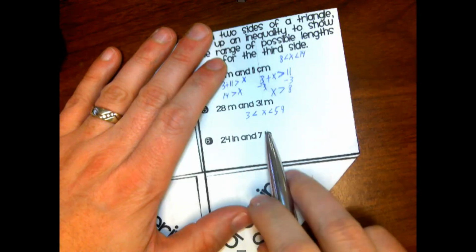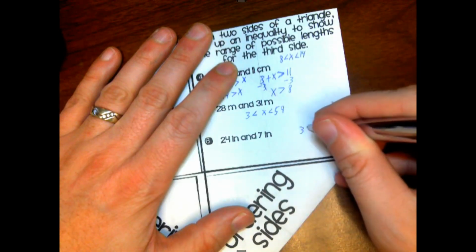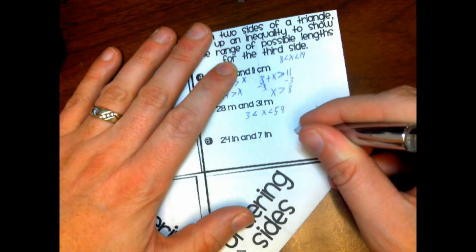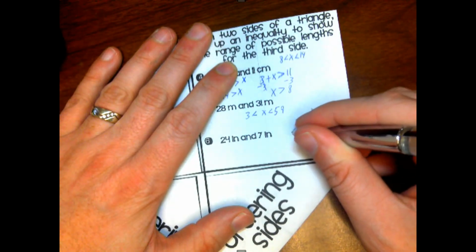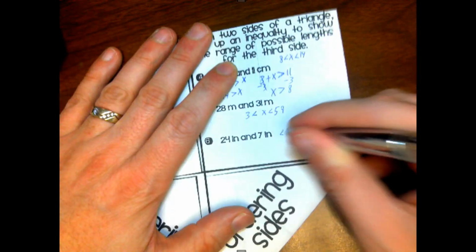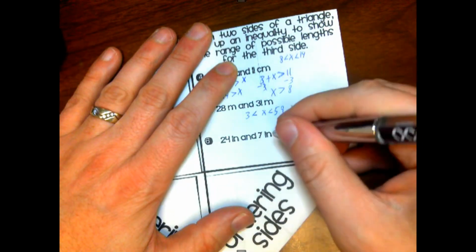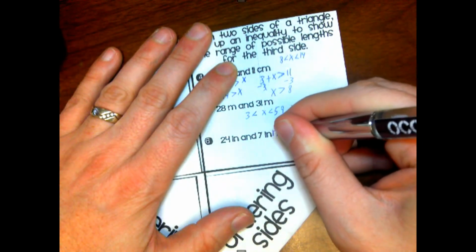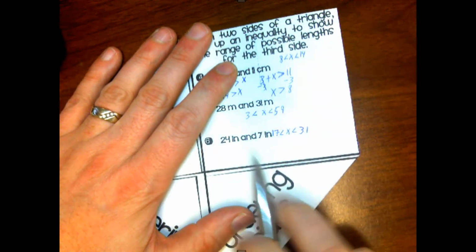And then 24 plus 7 is 31, so it has to be smaller than that. And 24 minus 7 is 17, so it has to be bigger than that. So it has to be between 17 and 31.